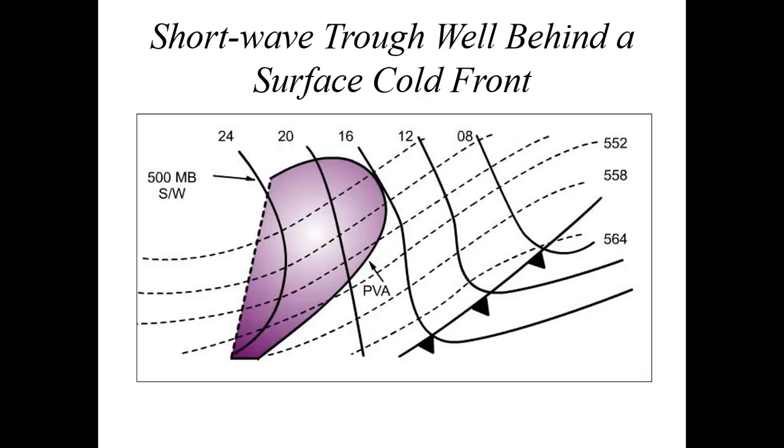Here's an example of a shortwave trough with the positive vorticity advection, that PVA in the purple shading, well removed and away from your low pressure, well removed away from your surface front. And it's back in the coldest air with the lowest thickness values.